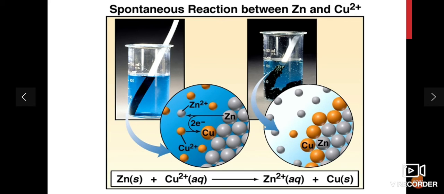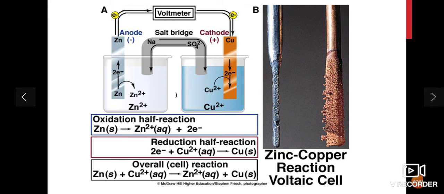See, when zinc is dipped in the zinc sulfate solution, zinc will dissolve in the solution as Zn2+. It will get oxidized and the electrons will flow to the cathode, that is copper. The copper gets reduced and the copper ions get deposited on the metal. This is the circuit. So here in the salt bridge, sodium sulfate can act as a salt bridge.